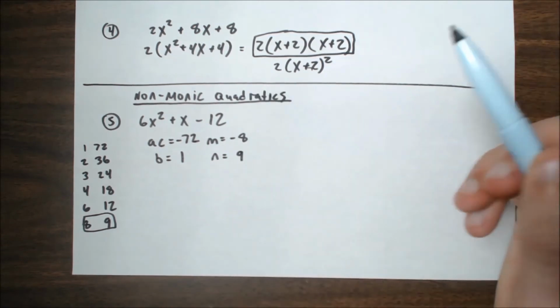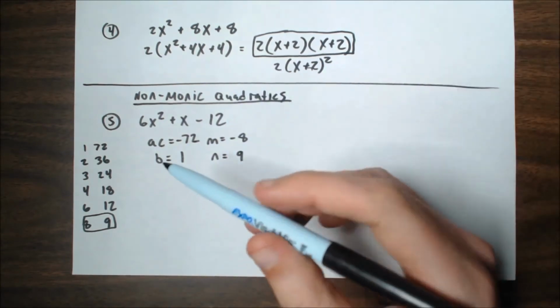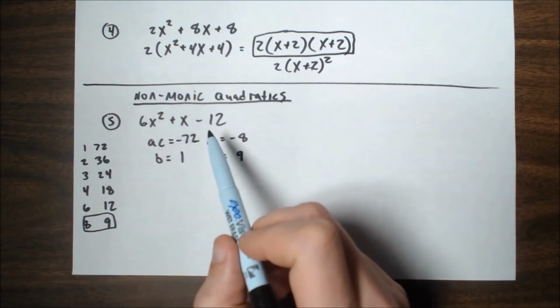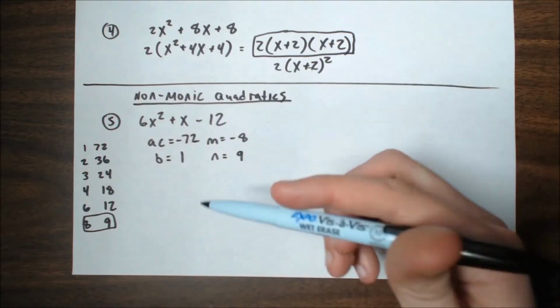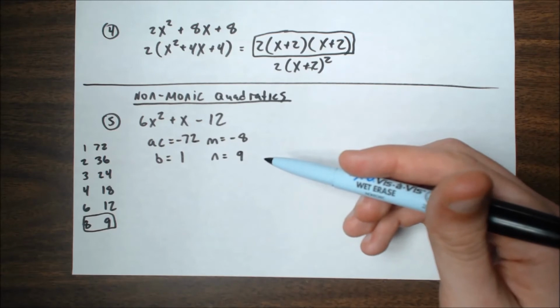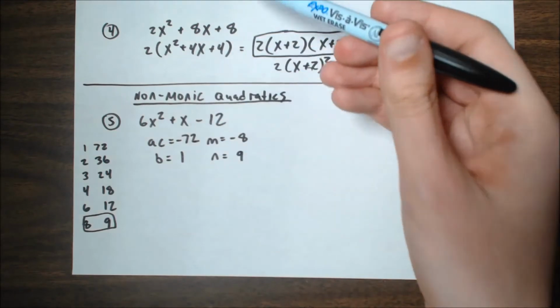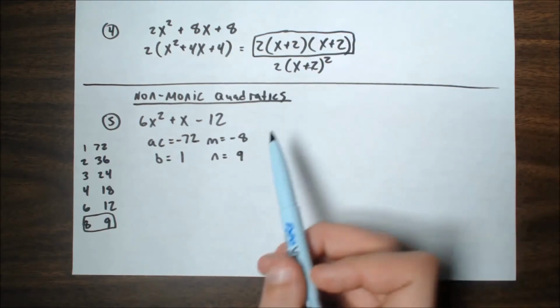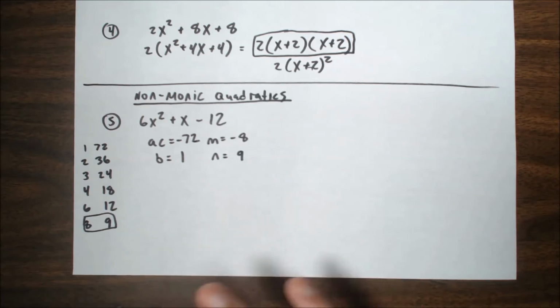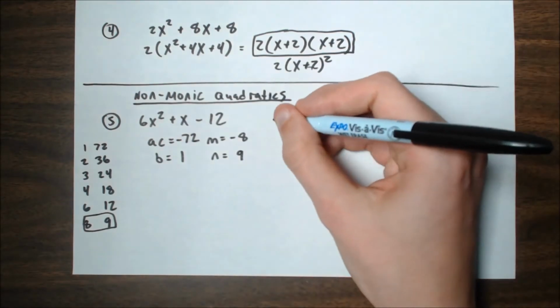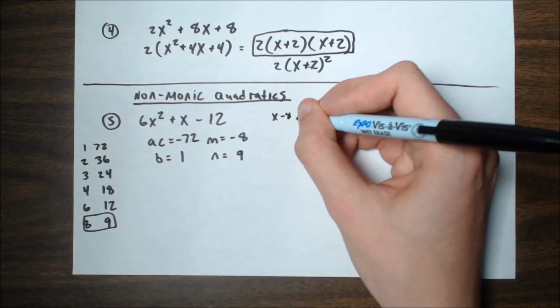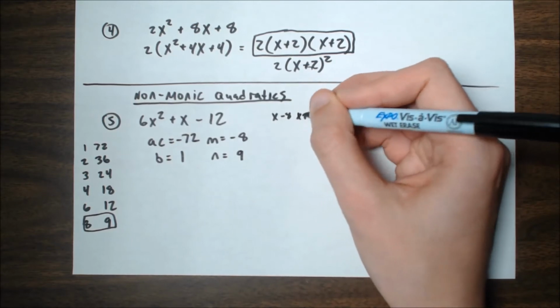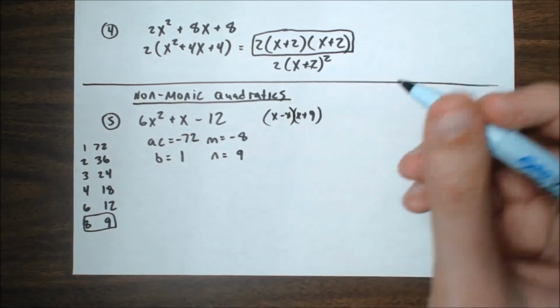All right, so what do we do? This is where it gets different, really. Yes, we had to multiply a times c, but the bigger difference comes in what you do with those two numbers. A common misconception is that people want to do what they did on monic quadratics, and they just want to say x minus 8 and x plus 9 and call it a day. If you just said x minus 8 times x plus 9, just to show you why this is not the answer, look what would happen.